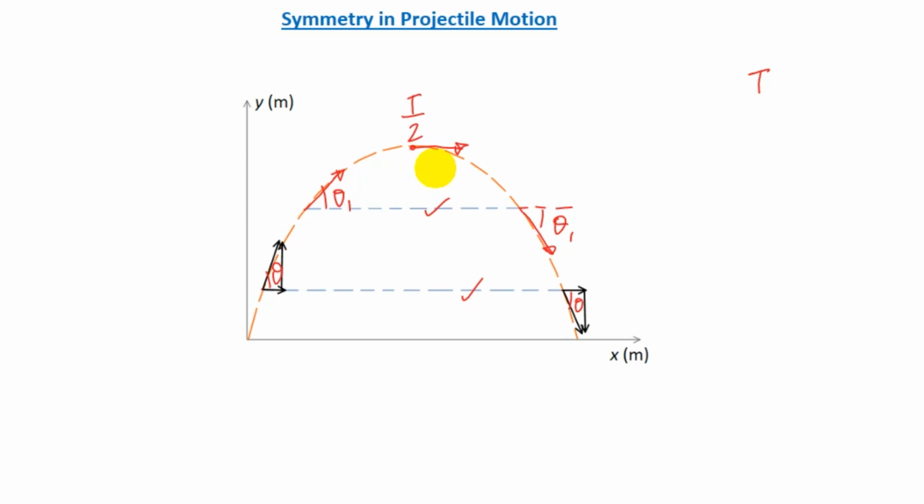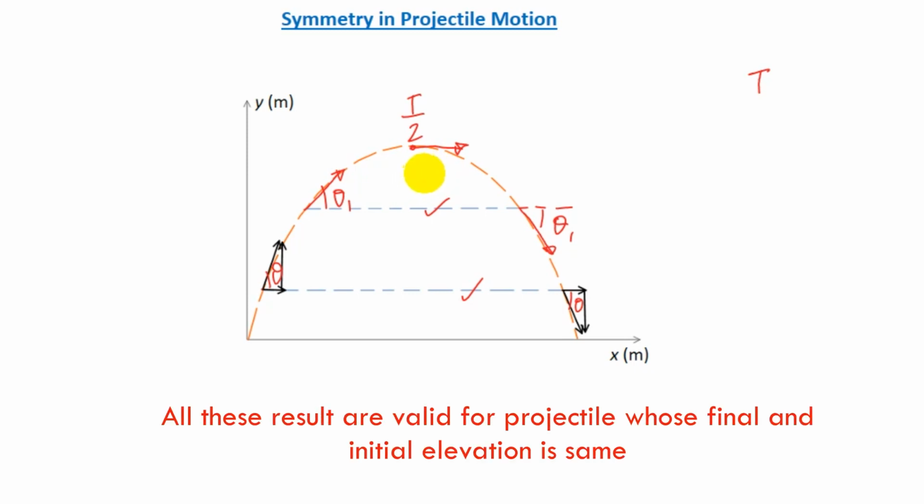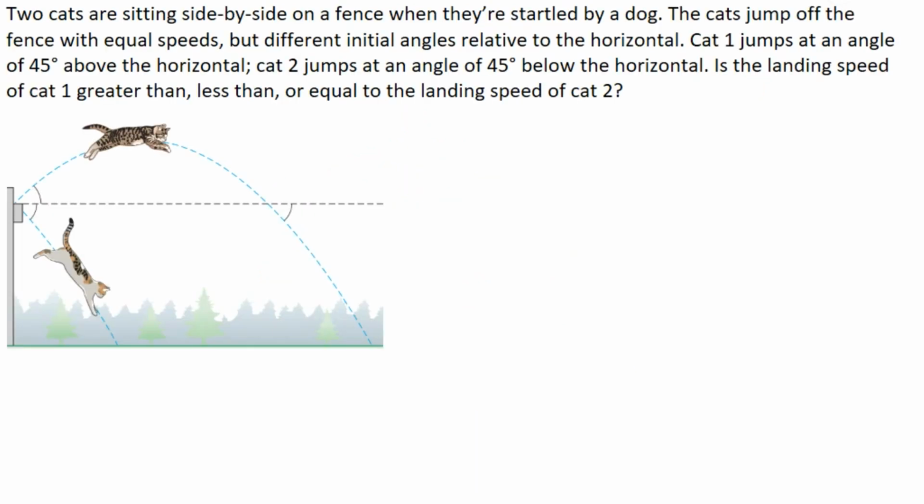And one most important thing is that all these results that we have explored are valid for a projectile whose initial and final elevation is same. Now let's take an example on this. So this is the example, and this is cat 1, this one is cat 2.